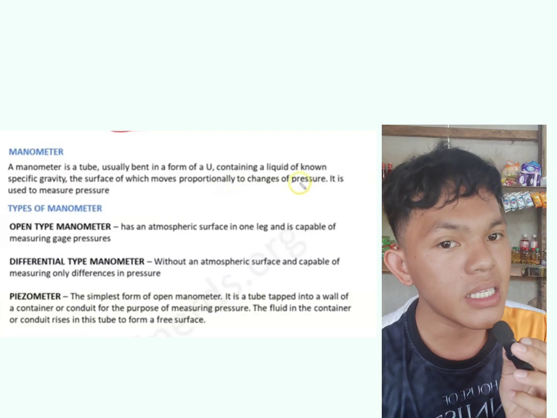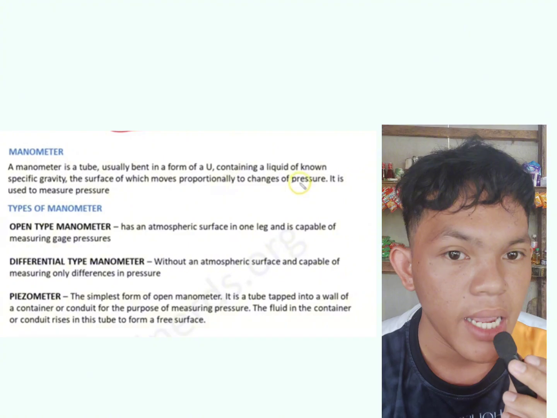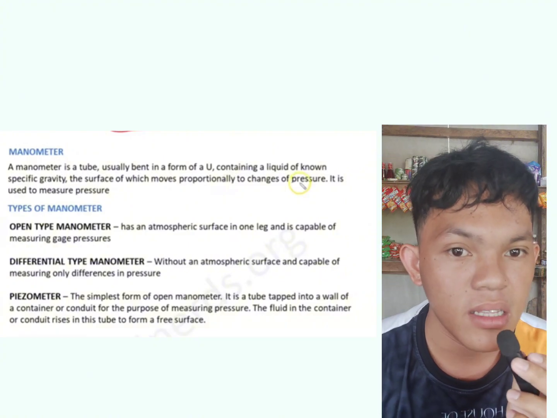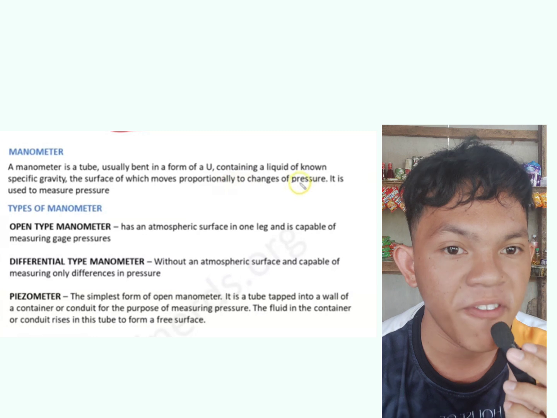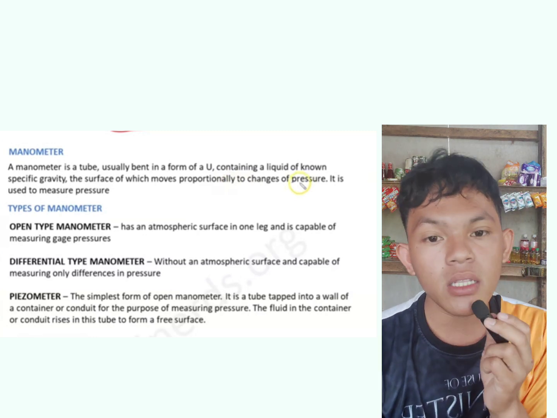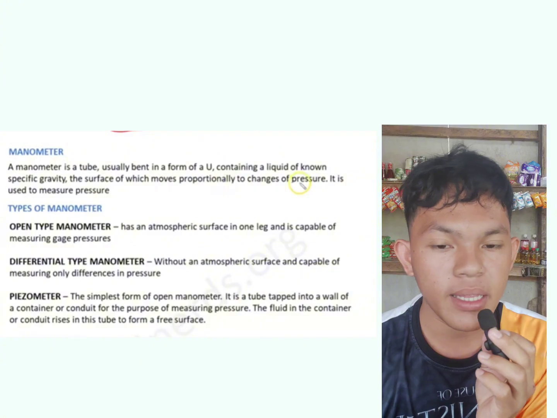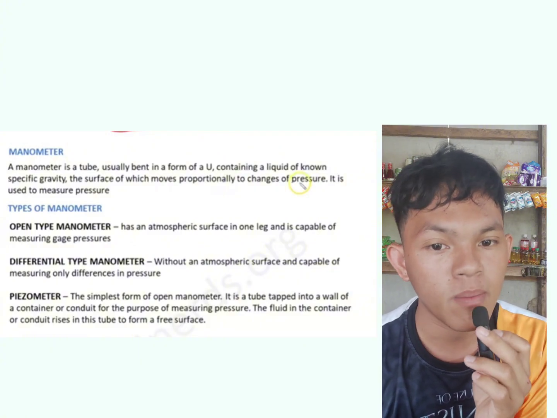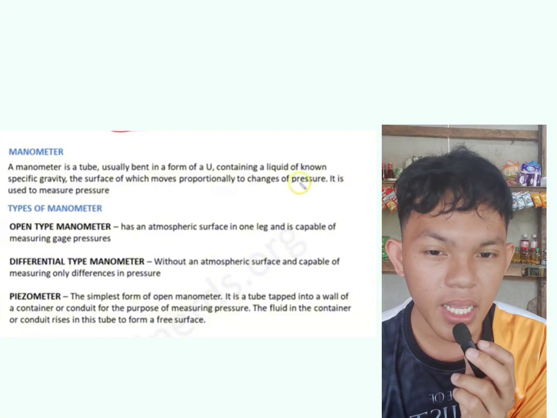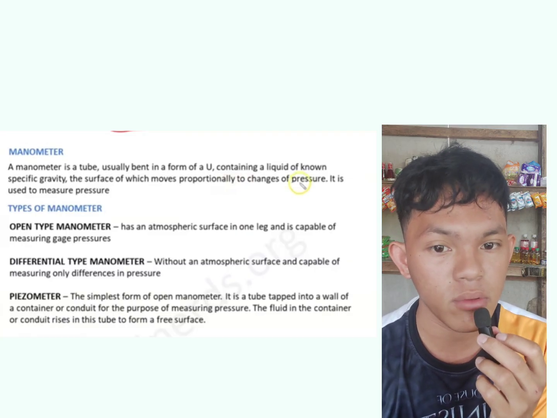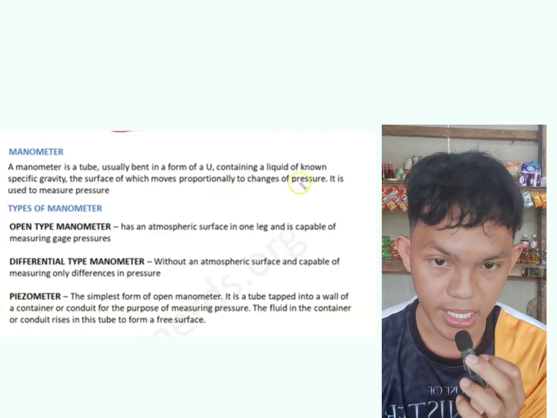Okay. We have also the differential type of manometer. This type of manometer is without an atmospheric surface, and it is capable of measuring only the difference in pressures. Meaning to say, unlike the open type of manometer, mayroon siyang atmospheric surface, ito naman is wala siyang atmospheric surface, which is ang gina-measure niya yung difference in pressures both sides.